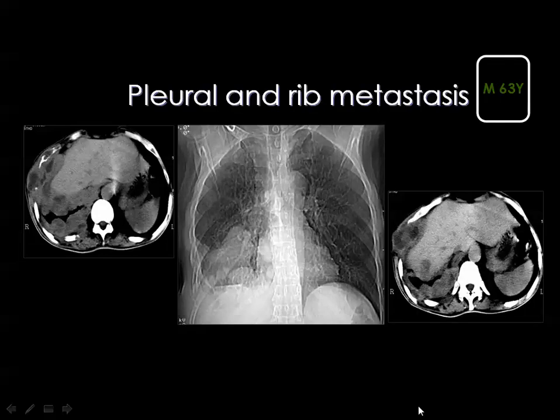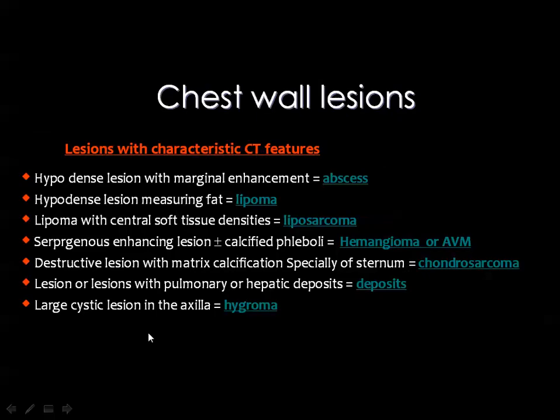Then this is pleural and rib metastasis. Look here, and you see these pleural lesions encasing the right lung base, almost indistinguishable from mesothelioma. And here you can see an osteolytic lesion in the rib, another osteolytic lesion here, and this represents metastatic disease in the pleura and in the ribs as well.